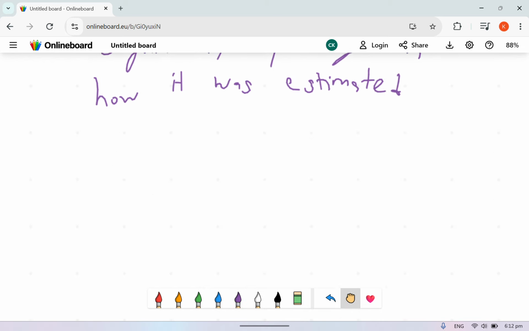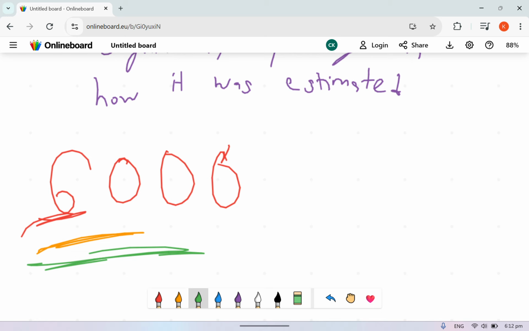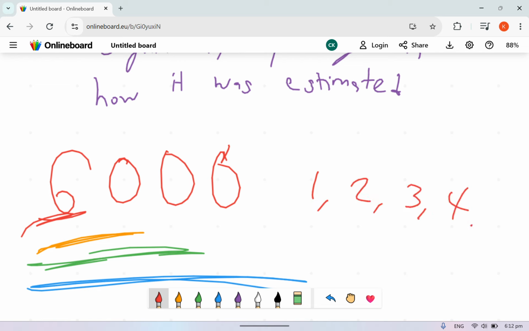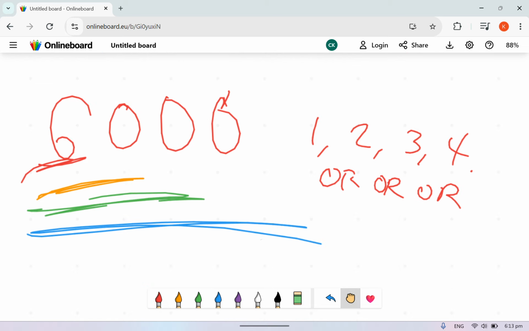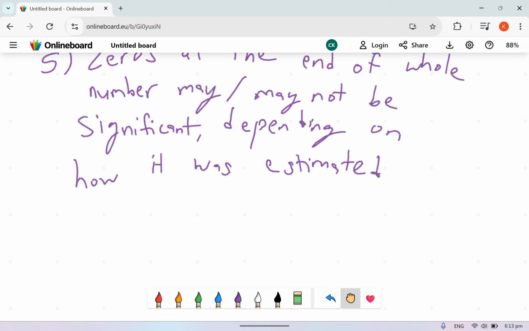Now, if I just give you, for example, a 6,000 without context, it may have just one significant figure, it may have two, it may have three, it may have four. If you ask me how many significant figures, 1, 2, 3, or 4. But this is because there's no context, so there's no way I can exactly know. If you're asked how many significant figures 6,000 has without context, it can be 1, 2, 3, or 4. But if you have context, then you can actually determine it.